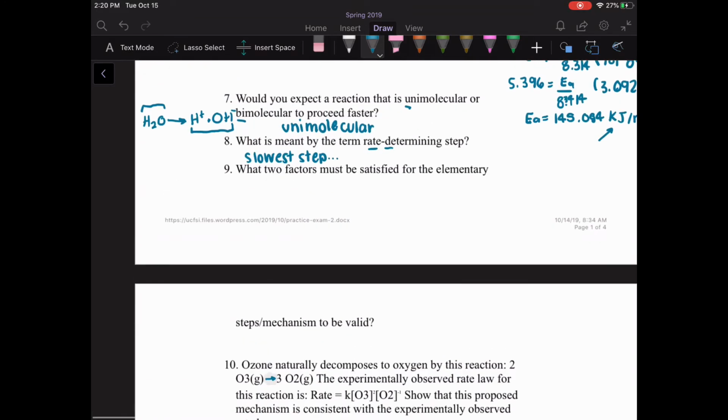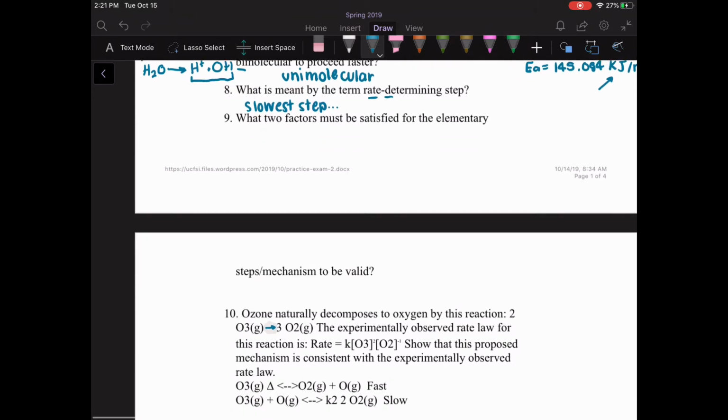With these type of questions, I see more conceptual questions being asked on them, so that's why I sort of included them there. What 2 factors must be satisfied for the elementary step mechanism to be validated? So essentially, I'll just write it up here. I need the sum of the steps to add up to the overall.